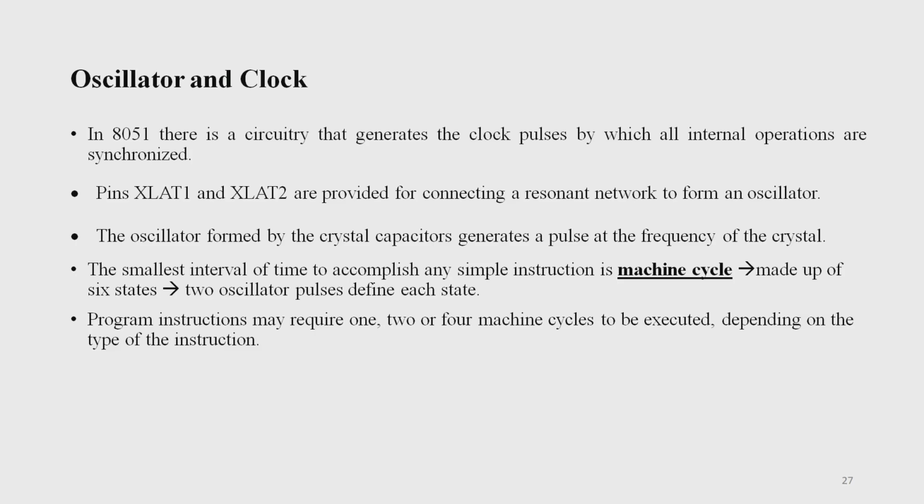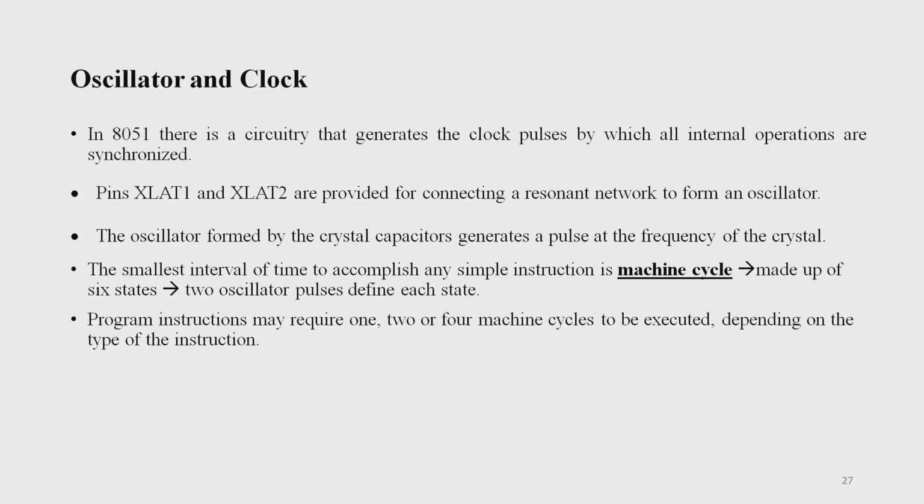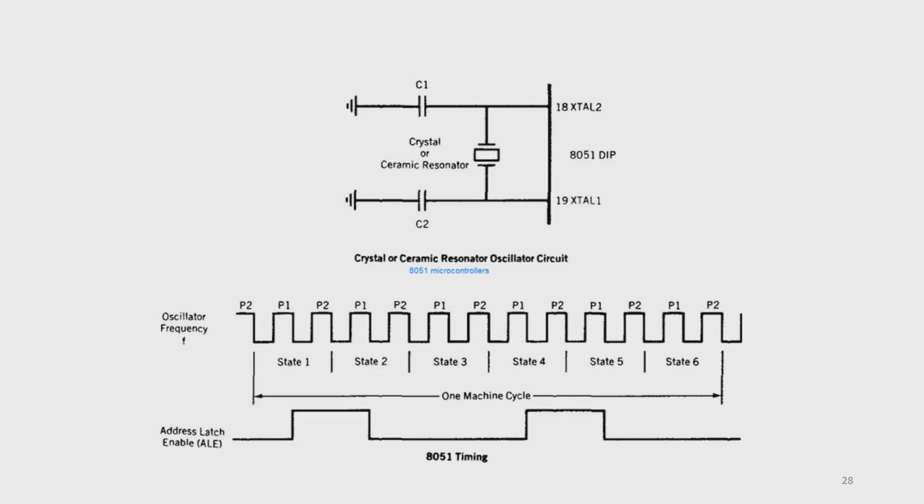So 2 oscillator pulses define each state. A program instruction may require 1, 2 or 4 machine cycles, depending on the instruction we are writing, so that it can be executed. This shows the pin configuration of the 8051 and how XTAL1 and XTAL2 can be connected with the crystal resonator, and the second diagram shows the 6 pulse states. It explains the machine cycle, which comprises 6 states, and 2 oscillator pulses define each state.